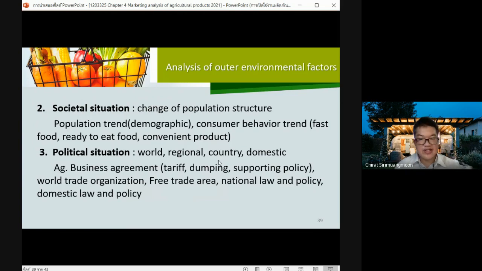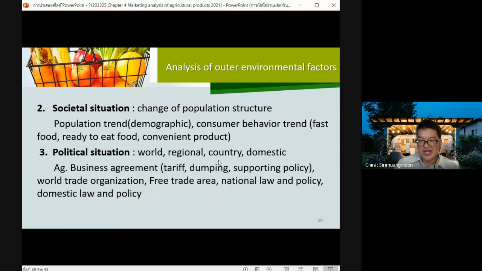So for the political situation, you need to think about the regulations or laws in terms of the whole world, regional, like in Asia or Europe, or in the country, which is domestic. For example, in agricultural business agreements, we have some regulations, which are policies in terms of tax, or what we call tariff. When you want to export, we have zero tax, but when you need to import some product, you need to pay the tax.